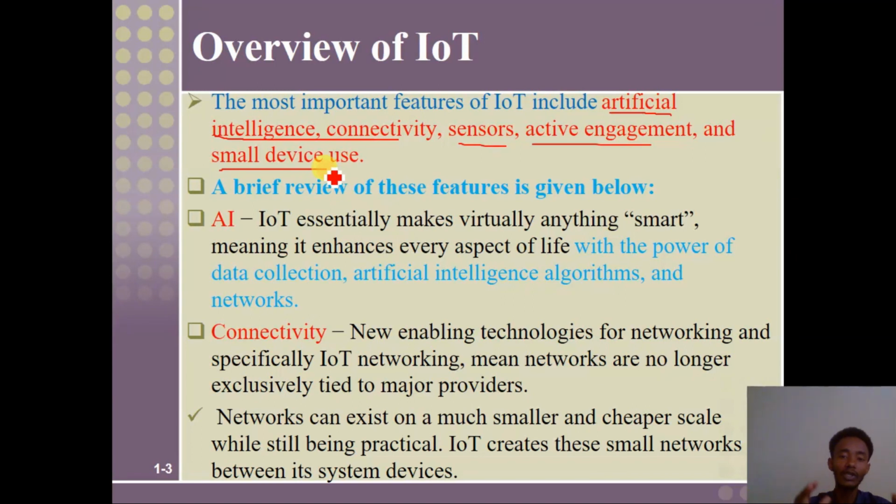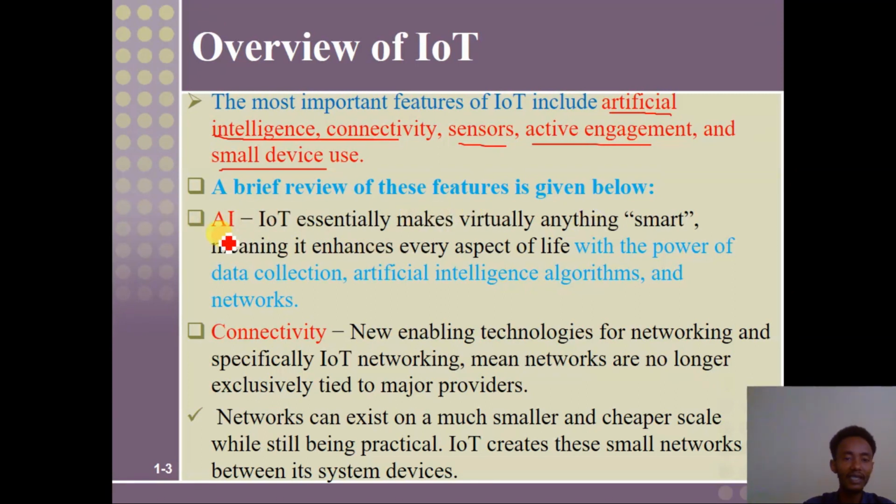These are the most important features that we will see in the Internet of Things, and they will be discussed in detail later on. The most important features of the Internet of Things are artificial intelligence, connectivity, sensors, active engagement, and also small devices. So a brief overview of the features is given below.